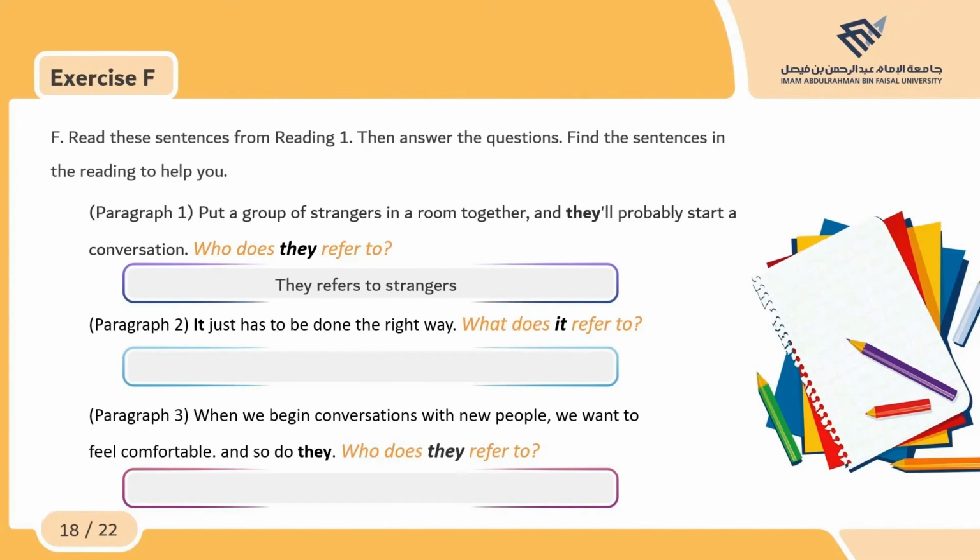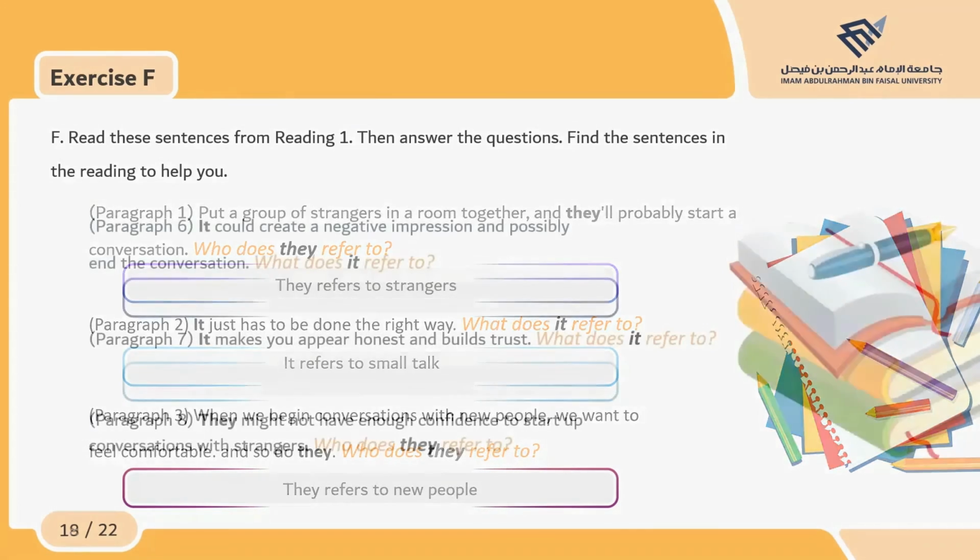They refers to strangers. And then the next one, number 2, paragraph 2, just has to be done the right way. What does it refer to? It refers to small talk. Then in paragraph 3, when we begin conversations with new people, we want to feel comfortable and so do they. Who does they refer to? They refers to new people.